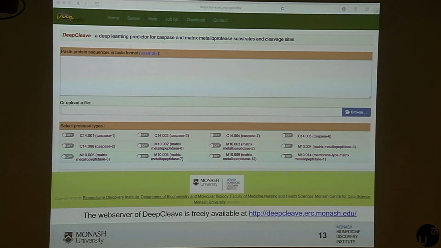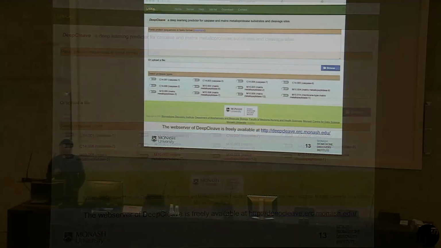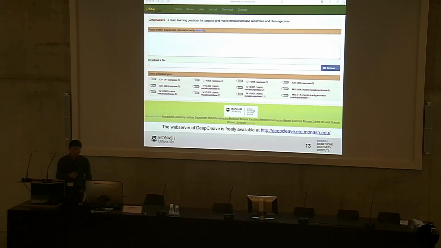As an implementation of this project, we also provided an online web server. Biological users who have an interest in protease biology and want to identify their potential experimental targets can refer to the website, input the sequence of a protein of interest in FASTA format, and select any of the corresponding proteases to make the prediction. Or, in cases where users have multiple sequences, they can upload a file in FASTA format.